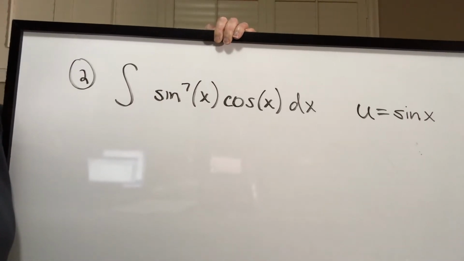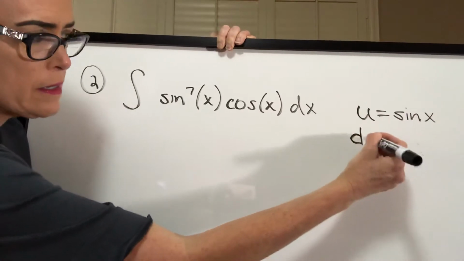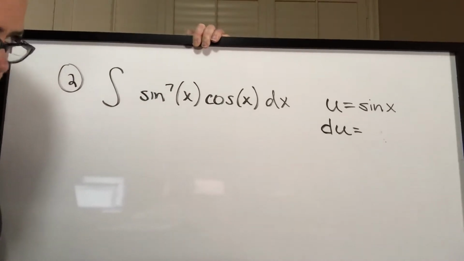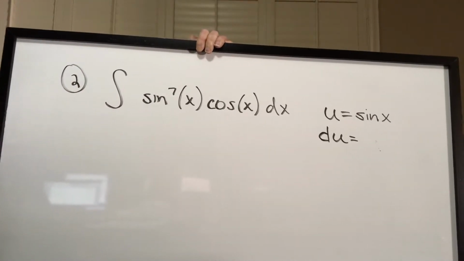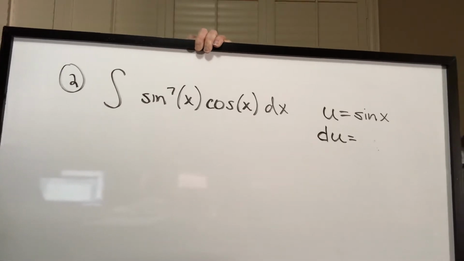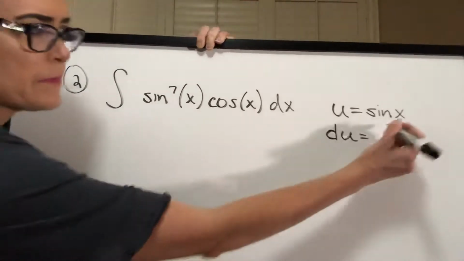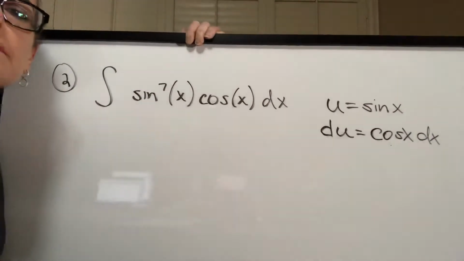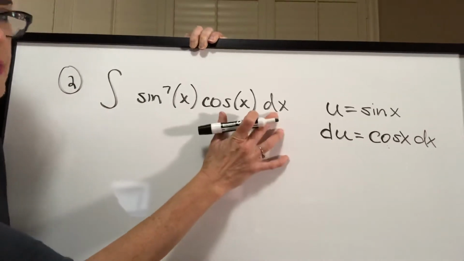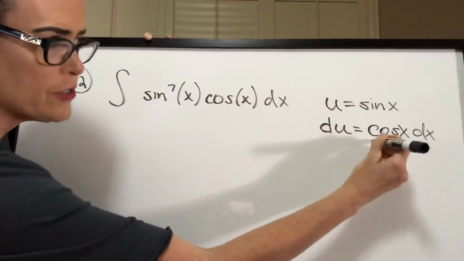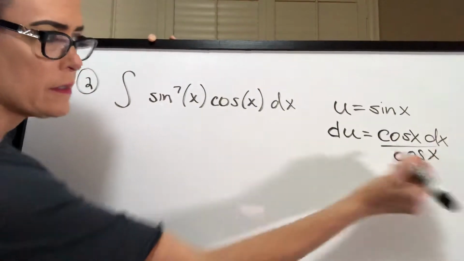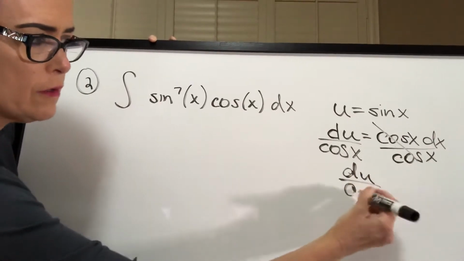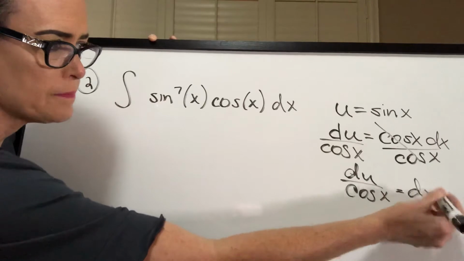Okay, so now we're going to take the derivative of this. So du equals. Now these are derivative rules that we've been studying throughout the year. But if you look at your table, just think of it in reverse. Look at the right side and find sine of x, and you'll see that it's cosine of x. So it would be cosine of x dx. And I want to have something to fill in over here for dx, so I'm going to divide each side by cosine of x. That way that cancels, so you'll have du over cosine x equals dx.